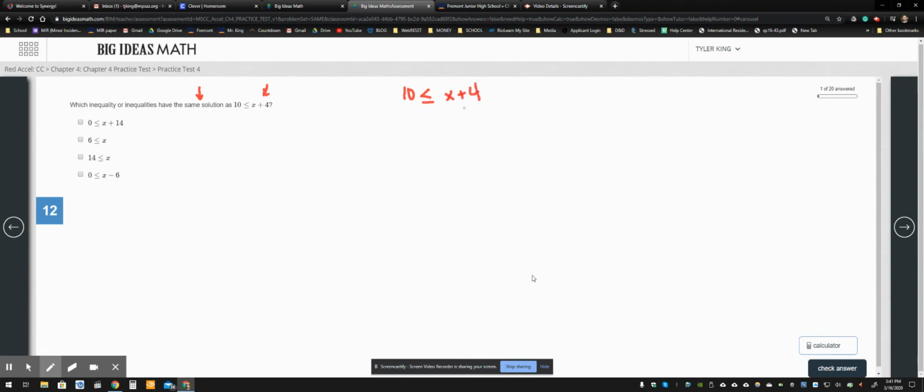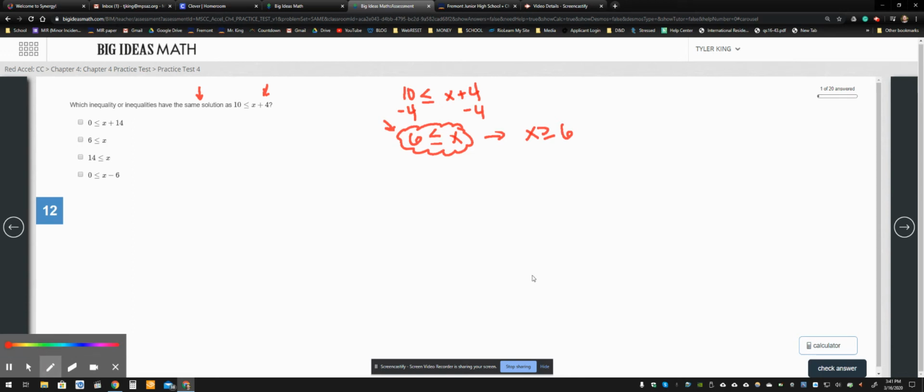So to get x by itself, we're going to minus 4 from both sides. And we end up with 6 is less than or equal to x. So what we're looking for is, can we find this in any of these over here? Now, remember, this can be written in two different ways. This is also the same as x is greater than or equal to 6. So just make sure you understand that forwards and backwards, this is going to be the same thing.